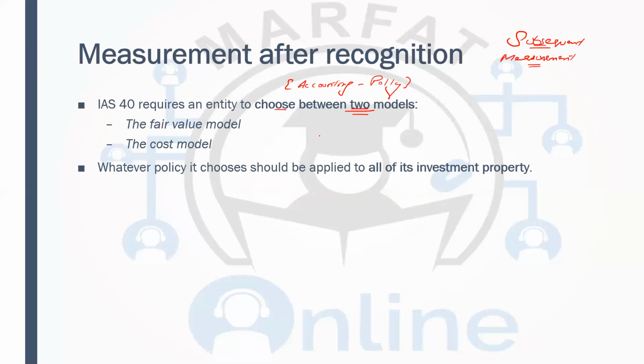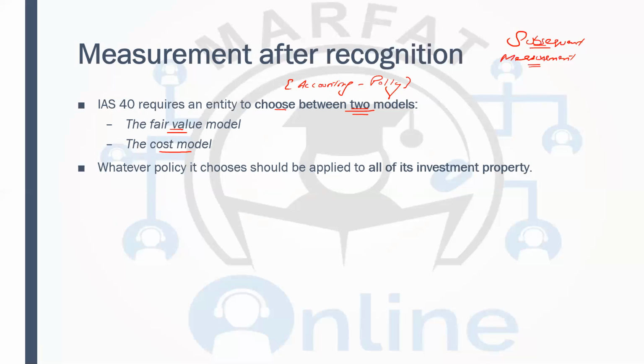Consistency means once they choose a model, they should consistently apply that model over the years, unless and until a change is required. IAS 40 requires an entity to choose between two models, and these two models are, just like IAS 16, the cost model and the fair value model. The good news is the cost model is exactly the same as what you have studied in IAS 16. Cost minus accumulated depreciation minus impairment.